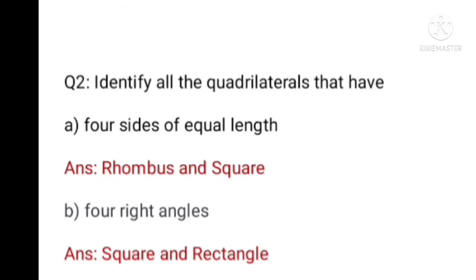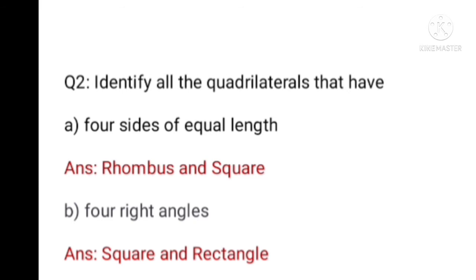Then the next question: identify all the quadrilaterals that have, first, four sides of equal length. Which quadrilaterals have four sides of equal length? Rhombus and square. All the sides are equal.